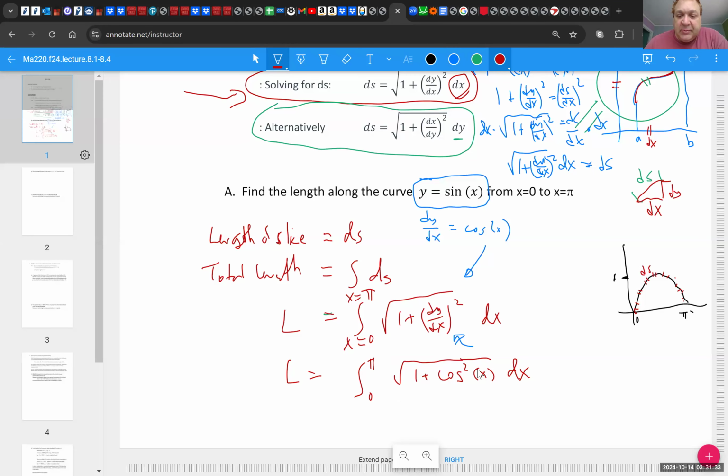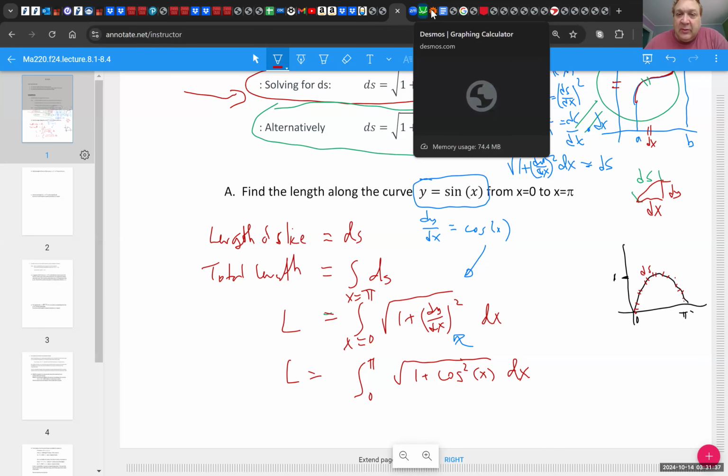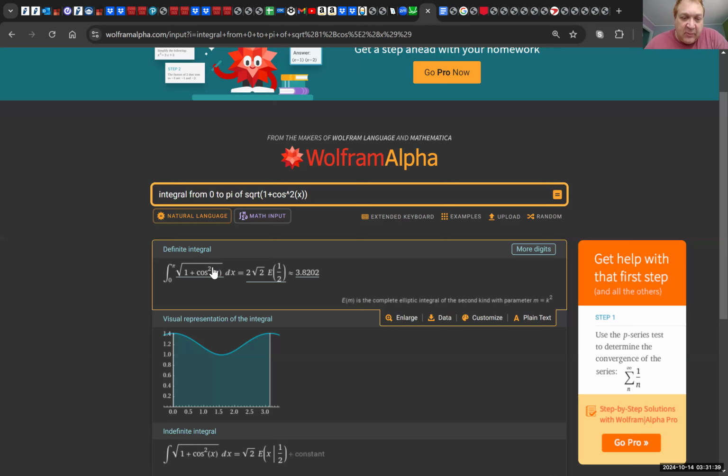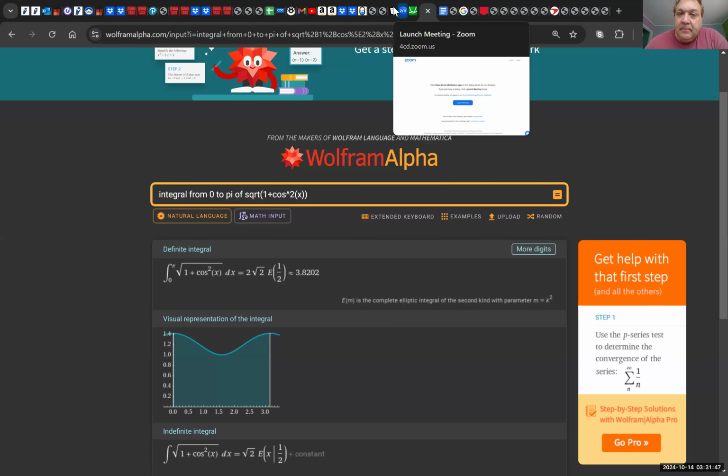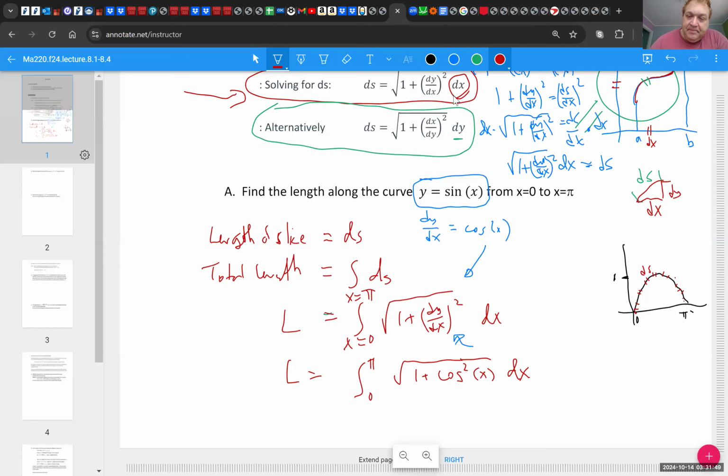I remember 0 to pi, square root of 1 plus cosine squared x dx. So I typed it in close enough for Wolfram Alpha to recognize that's what I want, and it gives an approximation of 3.820. So 3.820. So that's the distance along the graph.